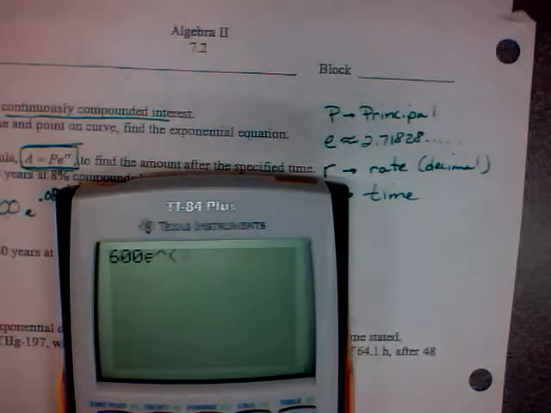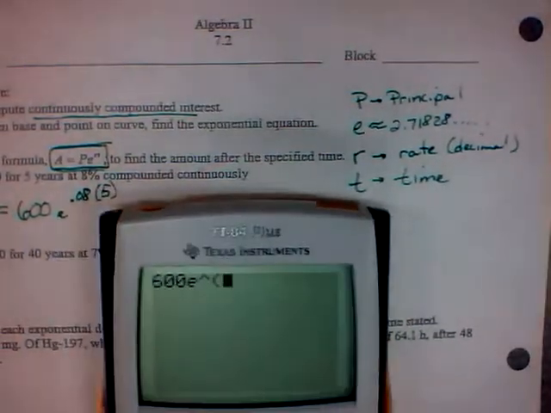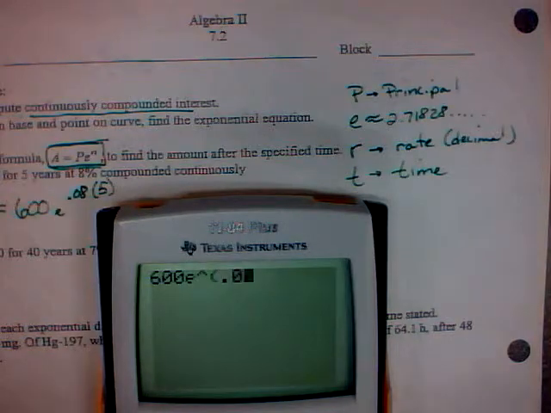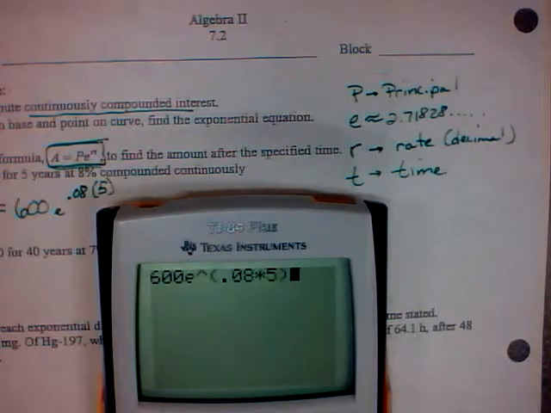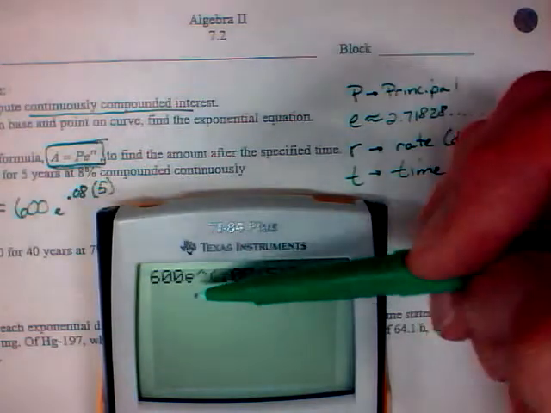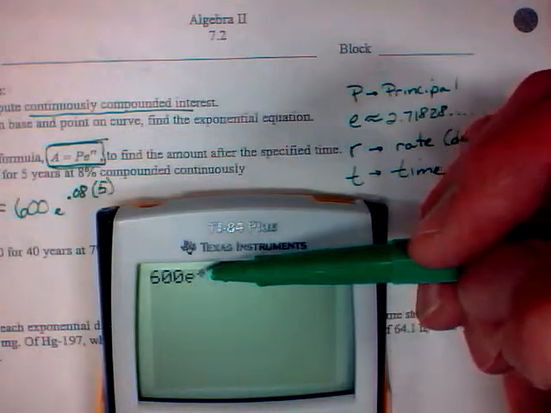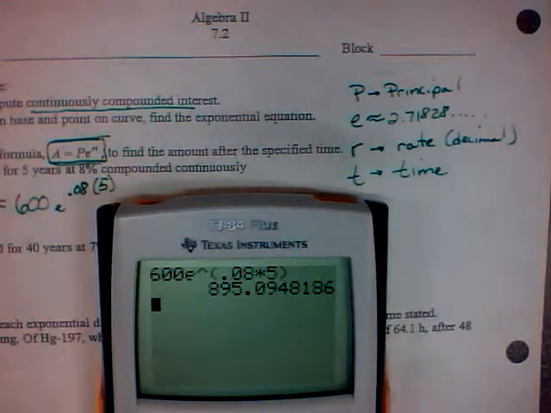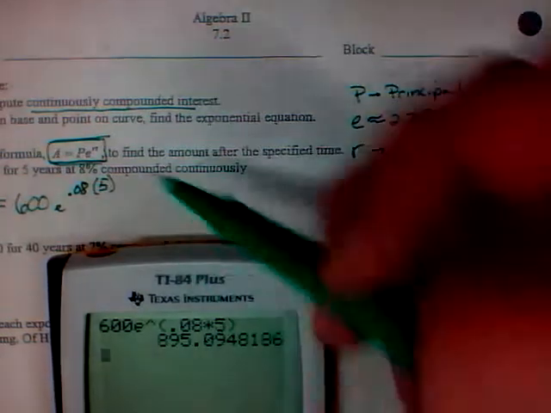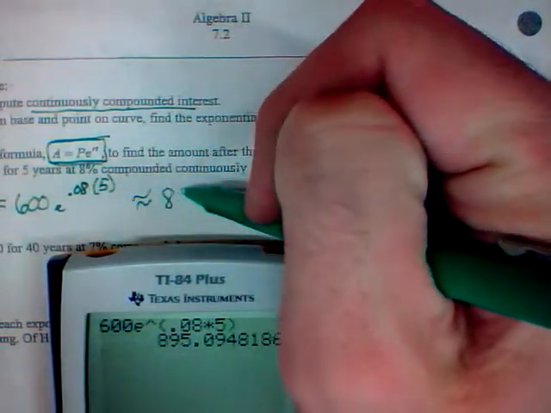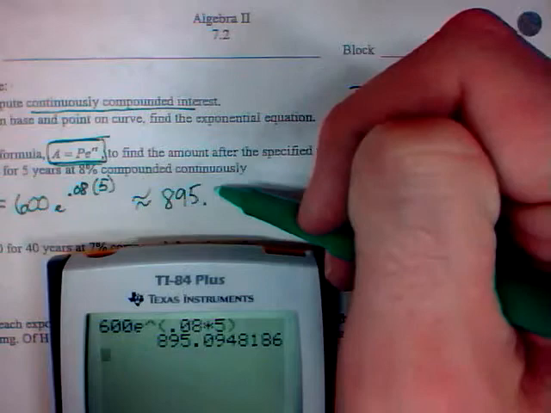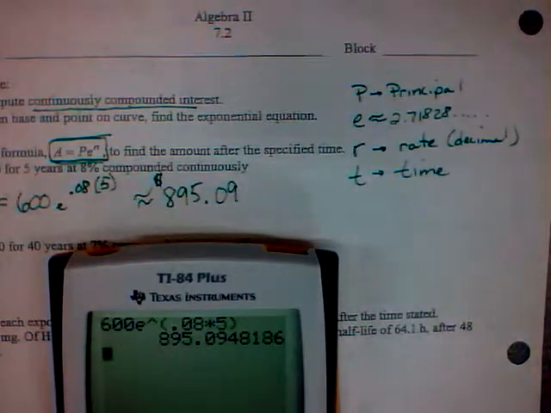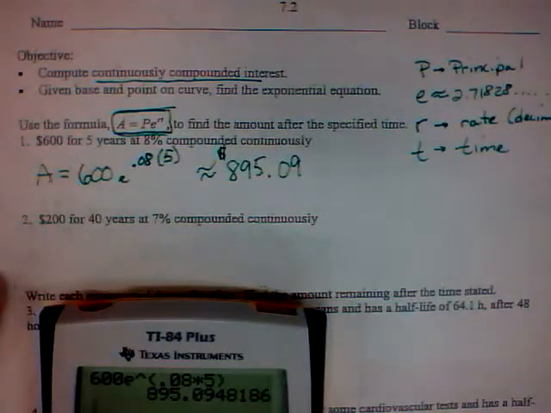So that's e to the power, and then in there we want to do the power of 0.08 times 5. So this is 0.08 times 5. Then you're going to close your parentheses. So here, make sure you have 600 e to the power, and then in parentheses 0.08 times 5. Hit enter, and there's your dollar amount, $895. So this is approximately $895.09 to the nearest penny. Since it's money, we'll go to the nearest penny. Okay? So let's try another one.